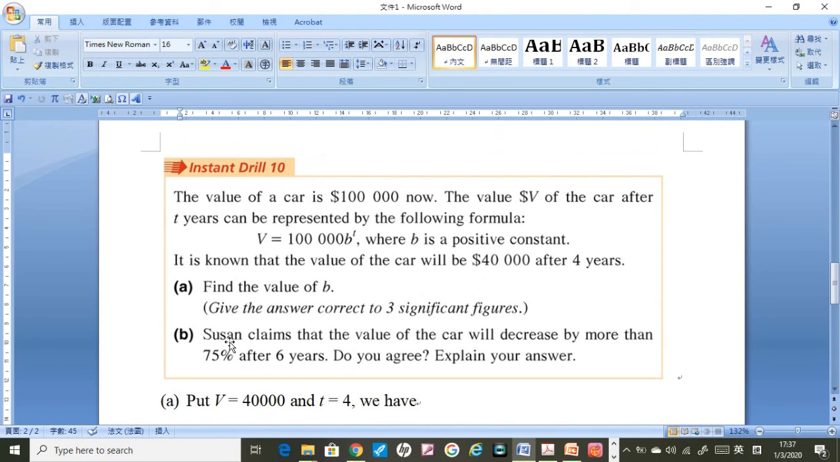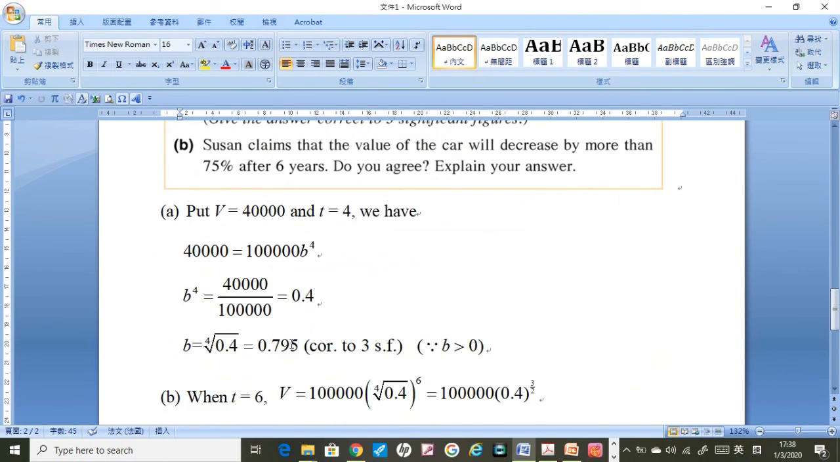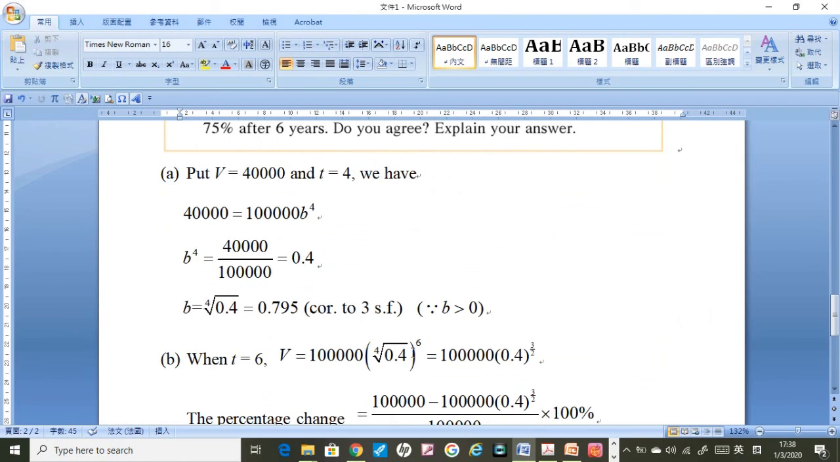Now in the second part, another person claims that the car value will decrease by more than 25%. So you must first calculate the value of the car after 6 years. So you put t equal to 6, and then you have the formula 100,000 times the fourth root of 0.4 to the power 6. But the fourth root of 0.4 is just 0.4 to the power 1 over 4. So by indices, you will get 0.4 to the power 3 over 2.